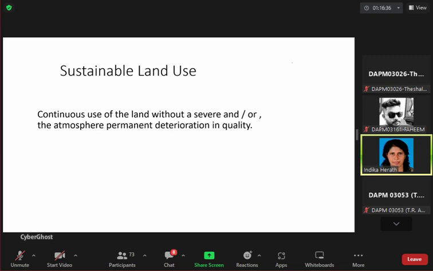So without that damage, if we can continue cultivation or continue using it, then it is sustainable. But if, when we are using the land, we destroy or deteriorate the quality of the environment, then that is going to be a problem, right? In that case, we call it unsustainable. Sustainability is using for a long period of time without any harm to the environment, right?